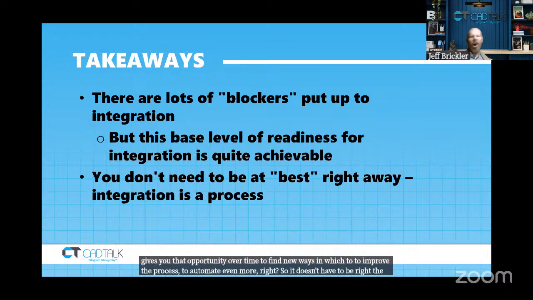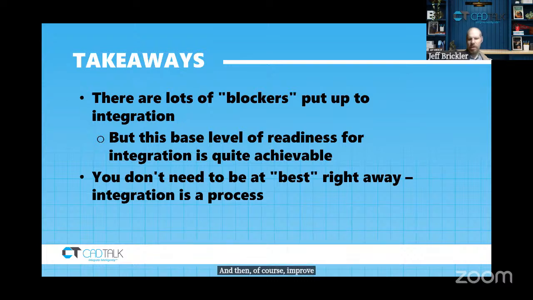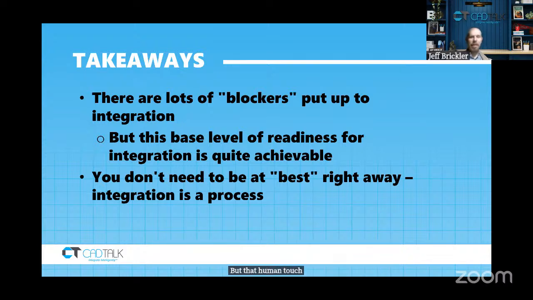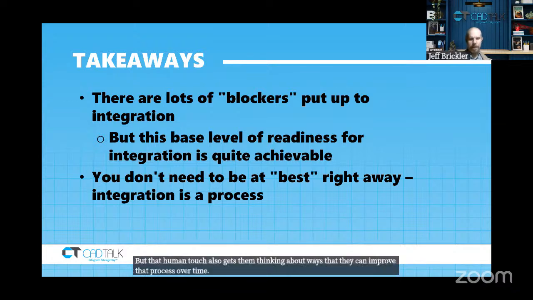You'll have a person in there initially to look at it, make the decision, and then, of course, improve that integration process over time. So that's the key takeaway. It's not all or nothing, right? You don't have to have everything you need, just a few basics. And then someone's still going to be there to review everything before it goes into the system. So you're getting the best of both worlds. You're getting that human touch, but that human touch also gets them thinking about ways they can improve that process over time.